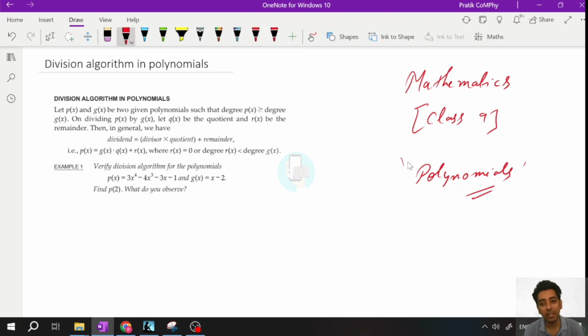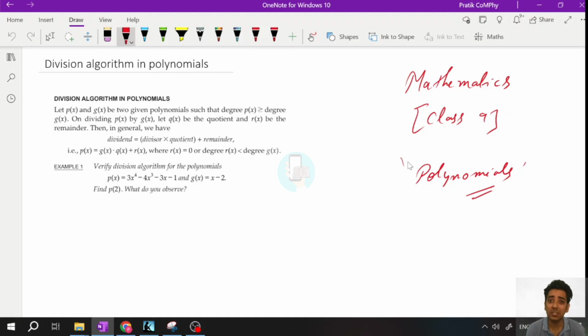So today's topic again, as I stated, is polynomials. This is the fourth lecture. We would be learning only two concepts in this. Number one being the division algorithm in polynomials, and next is the remainder theorem. So let's get started with the first concept, which is nothing but division algorithm in polynomials. So let's read it out.